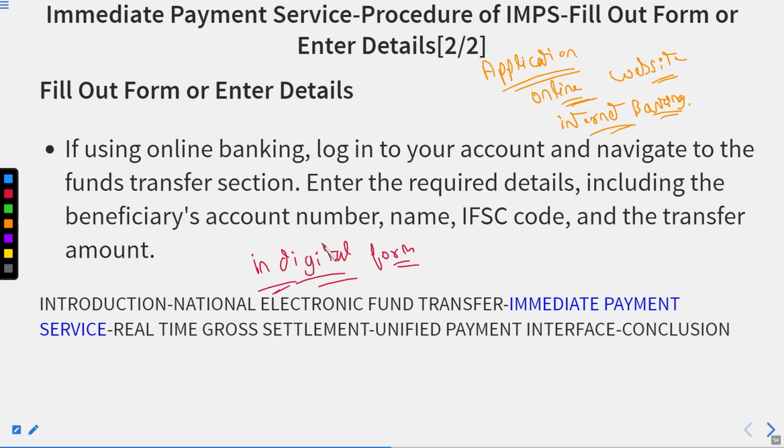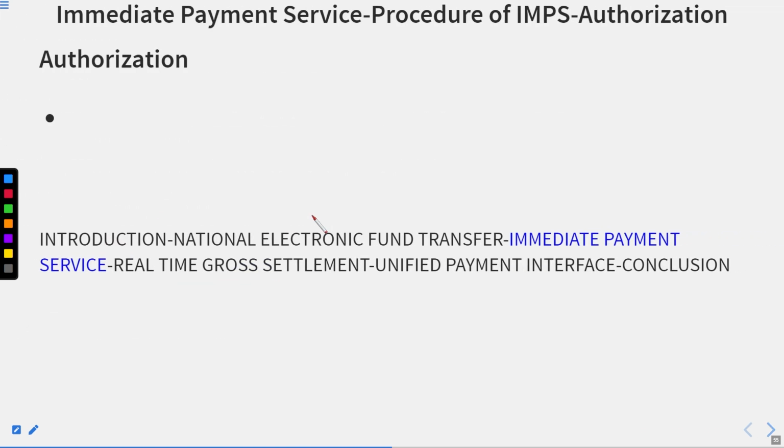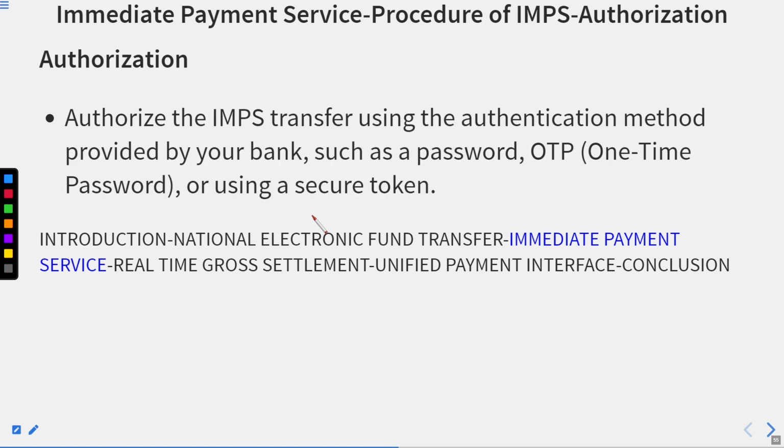You are no longer required to fill up the form physically. You will get a proper digital interface in which all the details will be required, and you mention details against these names: account number, mention the account number; name, mention the name; IFSC code, mention the code; transfer amount, mention the amount. But in digital form, not in a physical form as you have to do when you visit the branch offline. Thereafter, authorization: authorize the IMPS transfer using the authentication method provided by your bank, such as password, OTP, or a secure token.